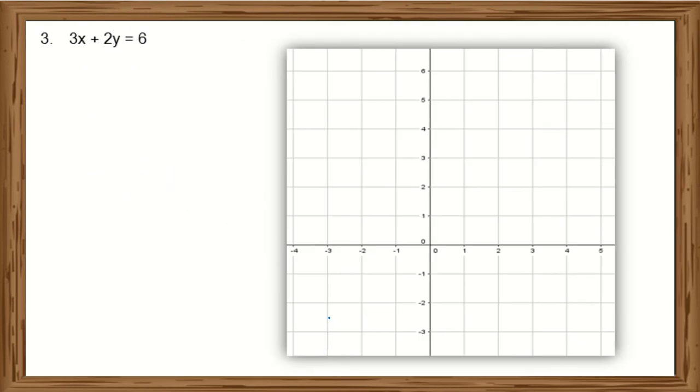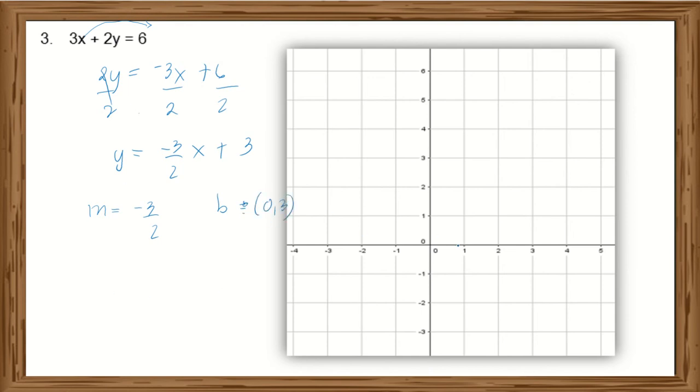Item number 3, pause the video again and then graph this. First, you're going to write the equation in the slope-intercept form by transposing 3x to the right side. So what we have now is negative 3x, then just copy 6, plus 6. Then you have positive 2y on the left side. We need y, so divide all terms by 2. So we have y is equal to negative 3 halves of x plus 6 divided by 2, which is equal to 3. So therefore here, our slope is negative 3 halves and our y-intercept has coordinates (0, 3).